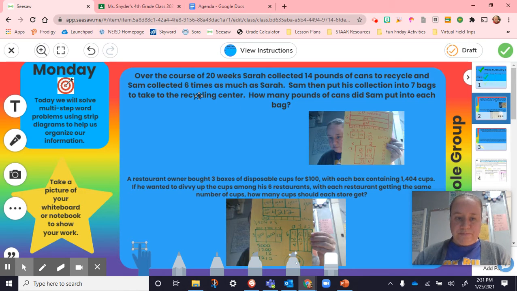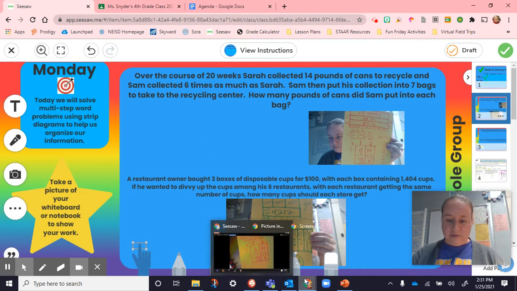So the first one says that over a course of 20 weeks, Sarah collected 14 pounds of cans to recycle, and Sam collected 6 times as much as Sarah. Sam then put his collection into 7 bags to take to the recycling center. And your question it's asking you is, how many pounds of cans did Sam put into each bag?